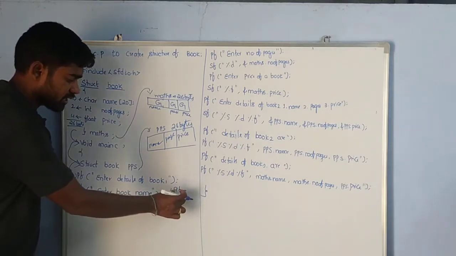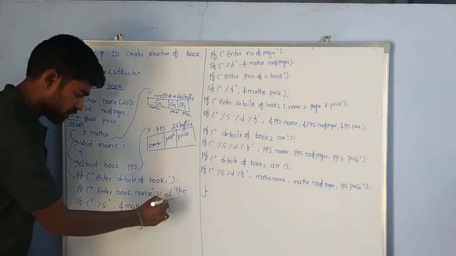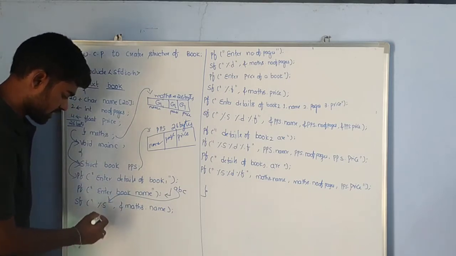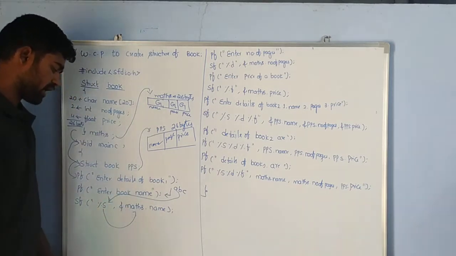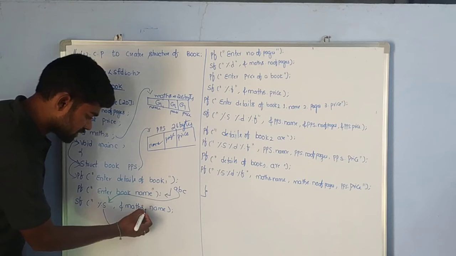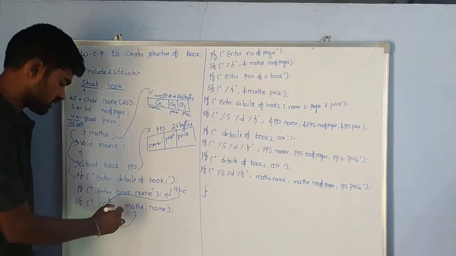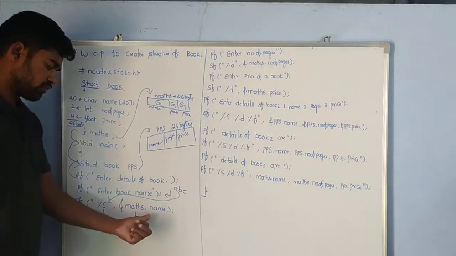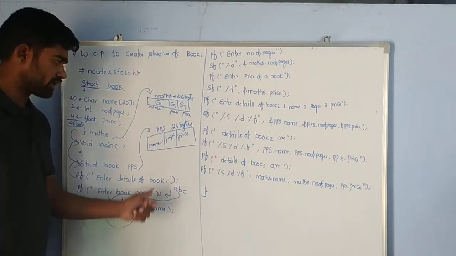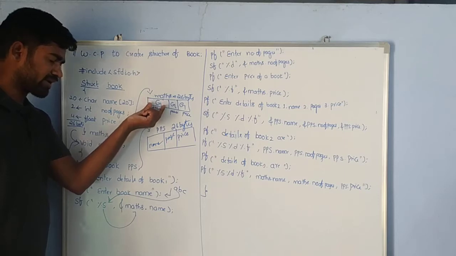This ABC entered by the user is going to be read by the percentile s, and it is going to be stored in the location maths. So here we are using the concept called the dot operator. By using the dot operator, we are going to insert the data into the structure of a particular location.